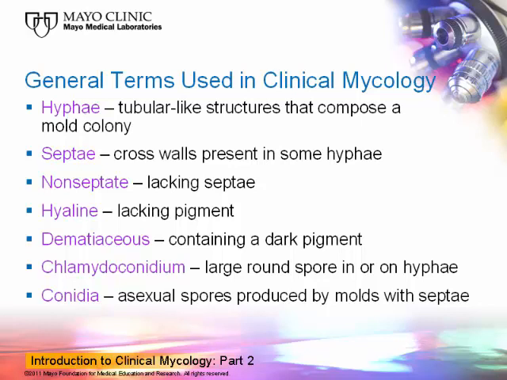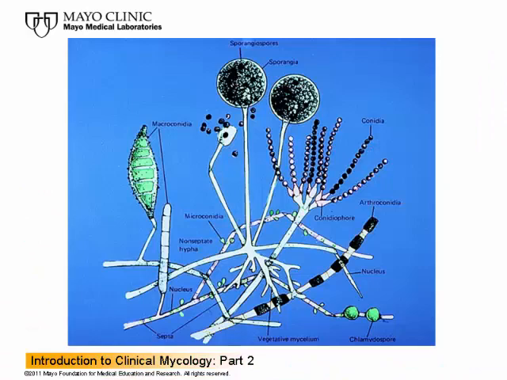There are structures within the fungal hyphae and at the end of a hyphal strand that are nothing more than overwintering structures. They're round structures, and they're called chlamydospores. And then we see commonly the asexual spores produced by the molds that have septations in their hyphae, and these spores are called conidia.